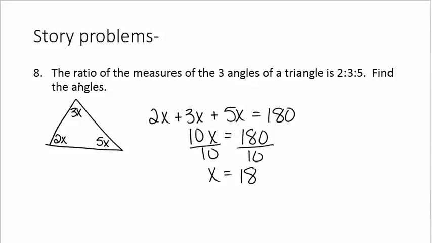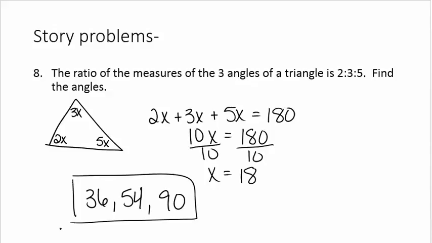We were asked to find the angles themselves, so we can't stop here. We need to plug 18 in. 2 times 18 is 36. 3 times 18 is 54. And 5 times 18 is 90. So we get the 3 measures of the angles to be 36 degrees, 54 degrees, and 90 degrees. If you want to check, you can add those 3 numbers up, and you do get 180.